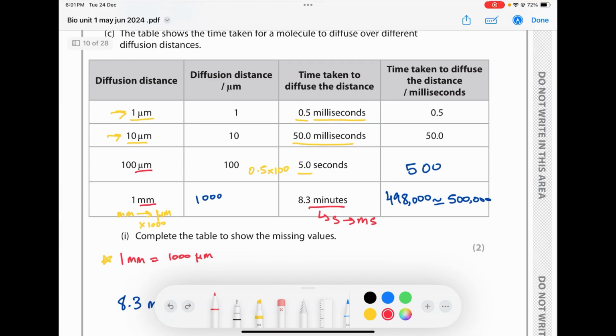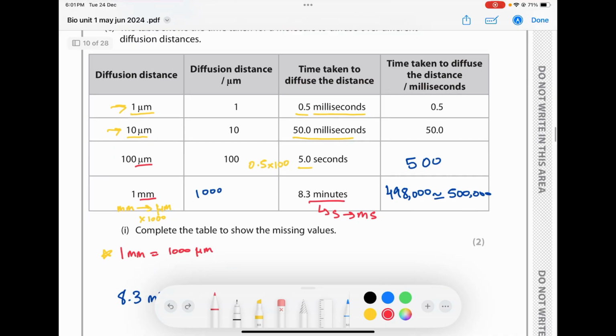So let me explain. Now here we have 1 micrometer. Here we have 10 micrometers. Here we have 100 micrometers. Here we have 1 millimeter. What we need to do is convert the millimeter into micrometer, which we can do by multiplying it by 1,000. That's pretty easy. Right over here, I've written it down. 1 millimeter is equal to 1,000 micrometers.